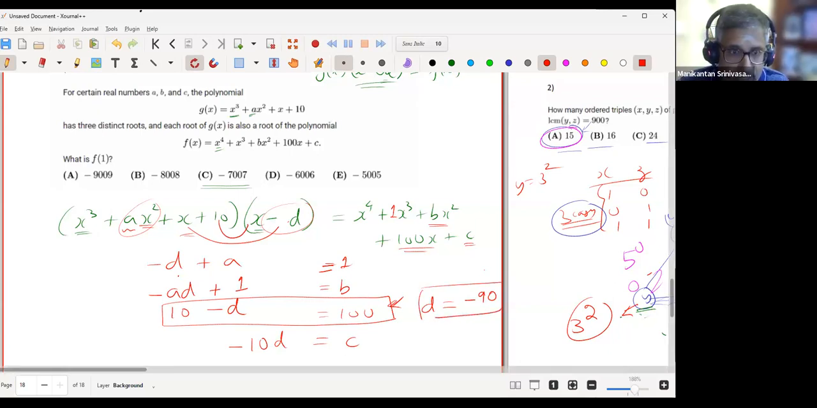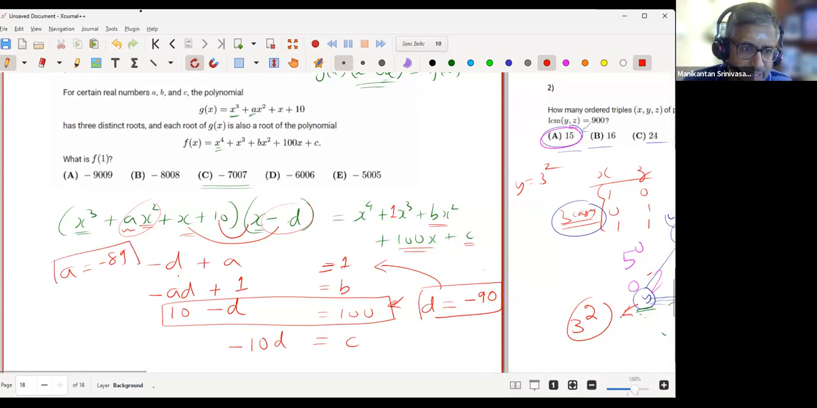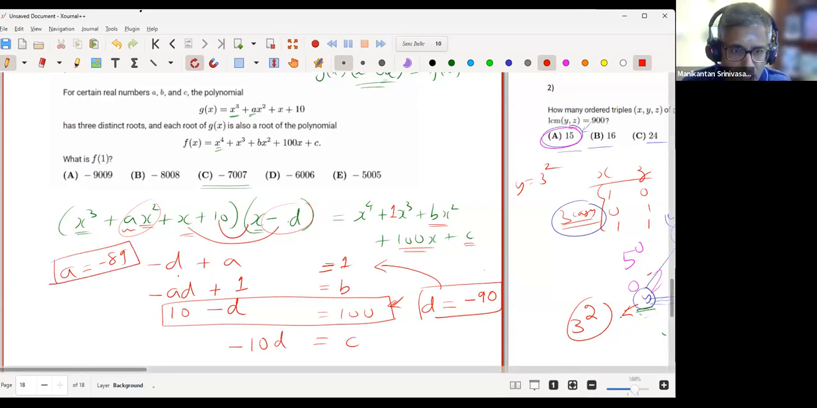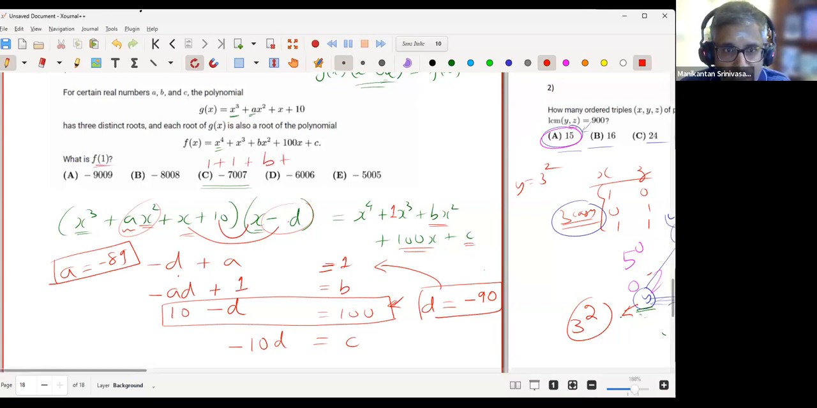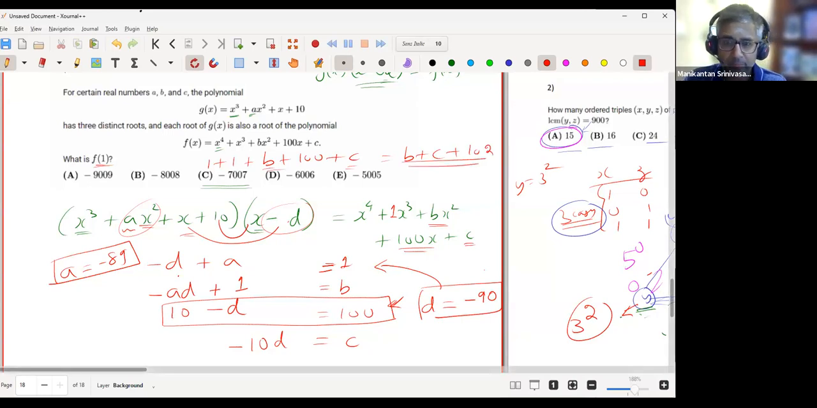I can put that in the first one, and I can infer a is minus 89. Now I know my a. What do I need, by the way? I need f of 1. So f of 1 is what? 1 plus 1 plus b plus 100 plus c. So I need both b and c. So it's effectively b plus c plus 102. Okay, b plus c plus 102.